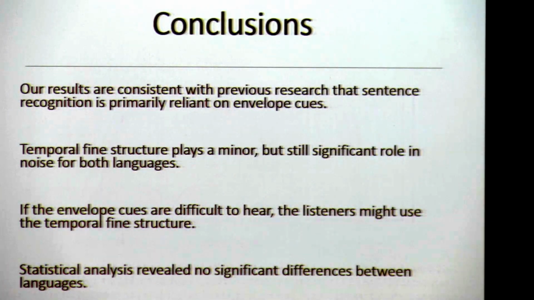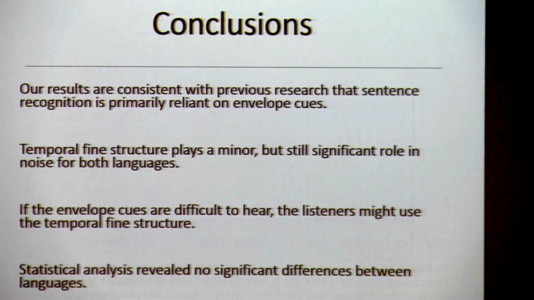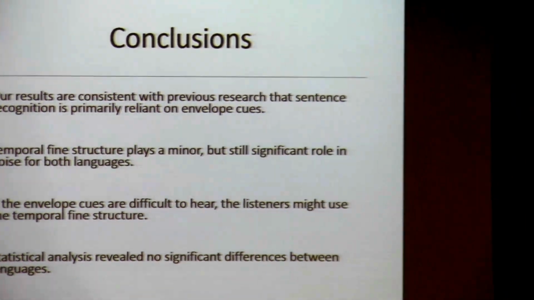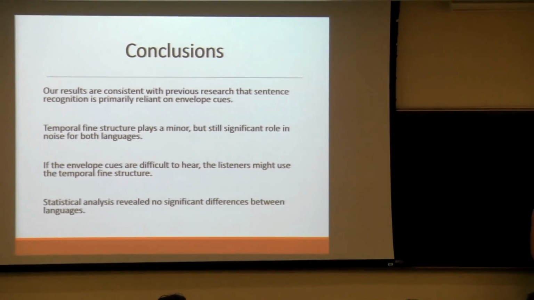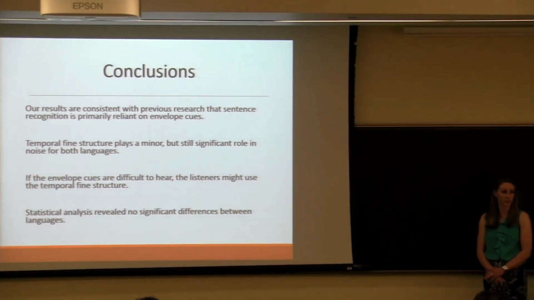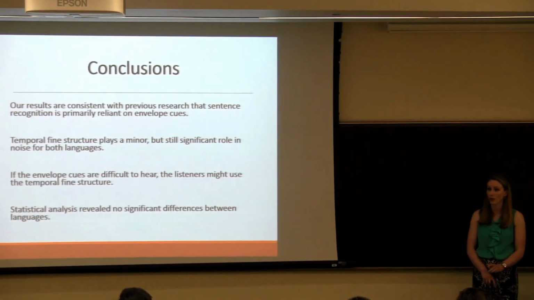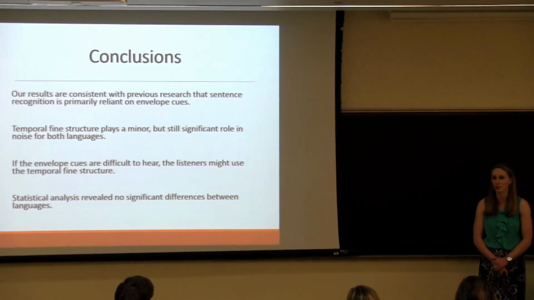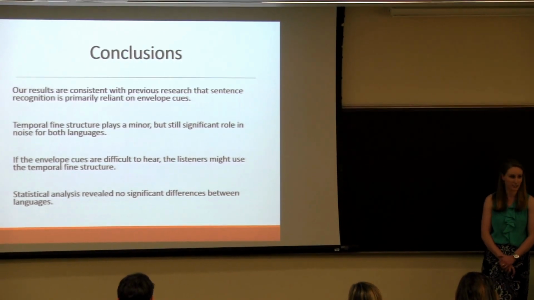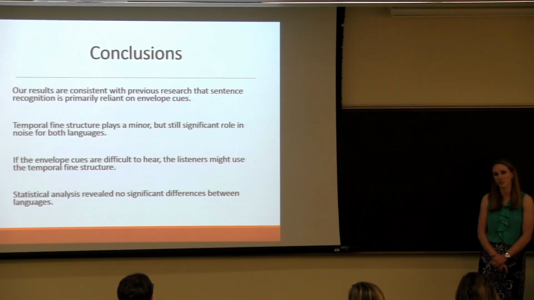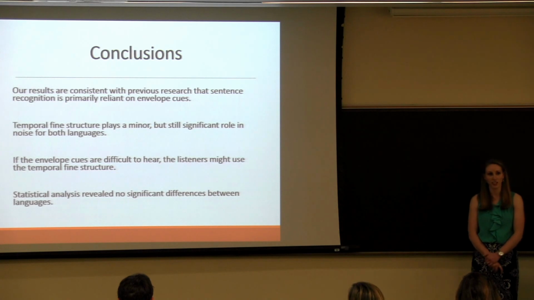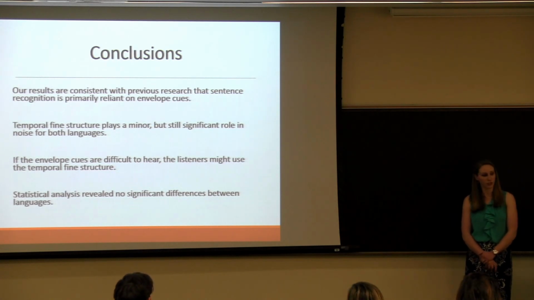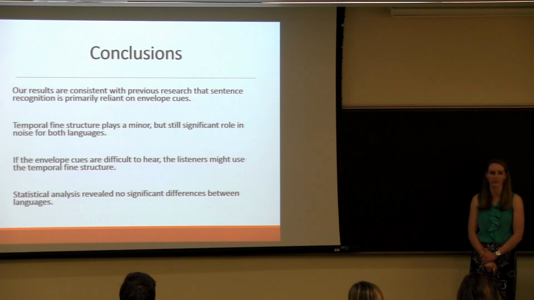So in conclusion, our results are consistent with previous results that sentence recognition is primarily reliant on envelope cues. The temporal fine structure does play a minor but still significant role in noise for both languages, which goes against what we originally hypothesized. So if envelope cues are difficult to hear, the listener might use the temporal fine structure to make up for that. And as Kyle said, the statistical analysis revealed no significant differences between languages.